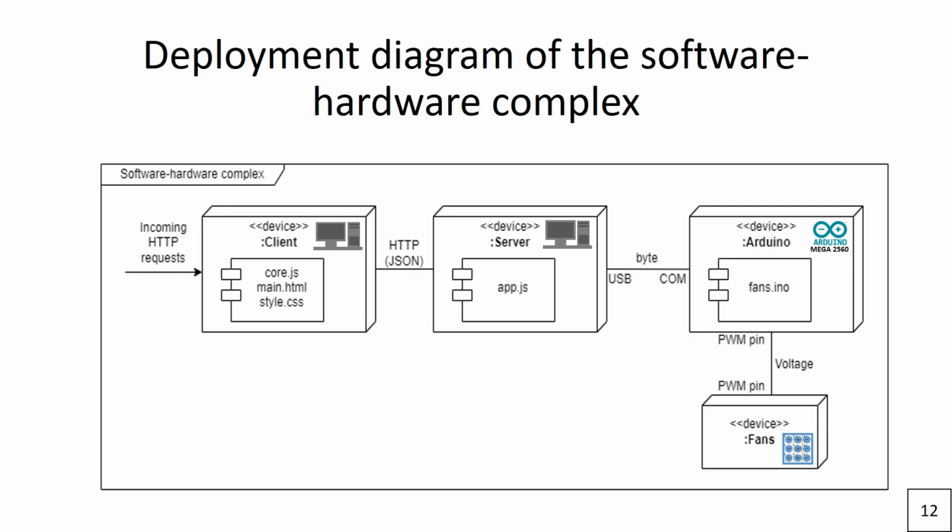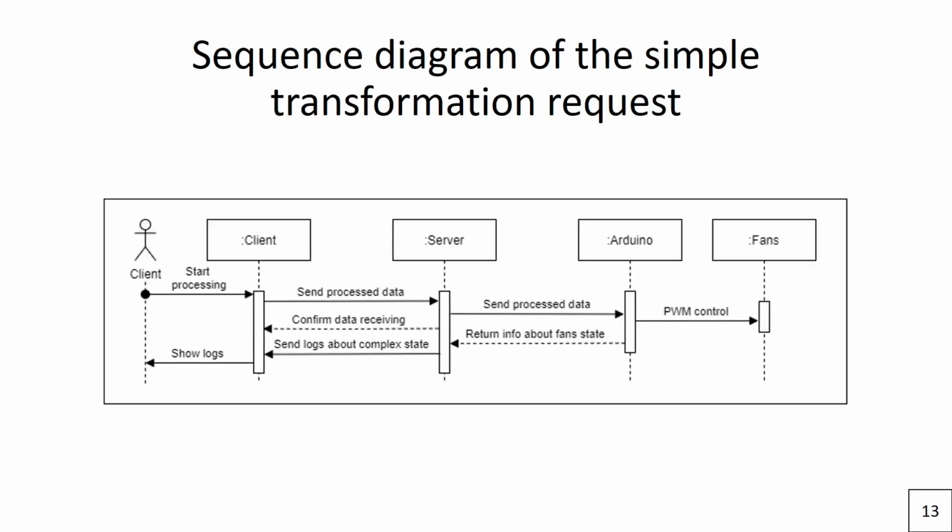The steps of the algorithm take place on different nodes. For example, all the calculations take place in the client. The client sends it by HTTP to the server. The server's intermediate nodes establish a connection with the Arduino and send the processed data in byte format to the Arduino. Arduino uses the standard PWM, pulse width modulation, function and pins to operate the fans' speed of rotation.